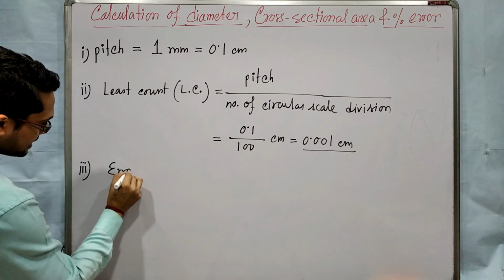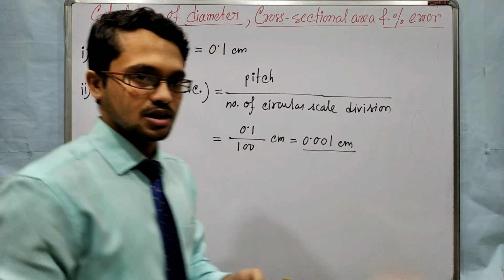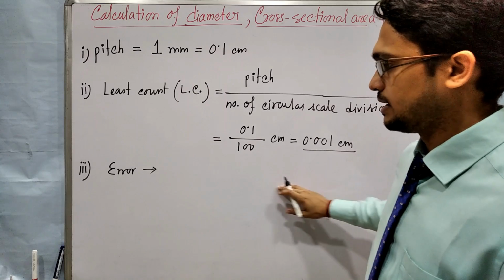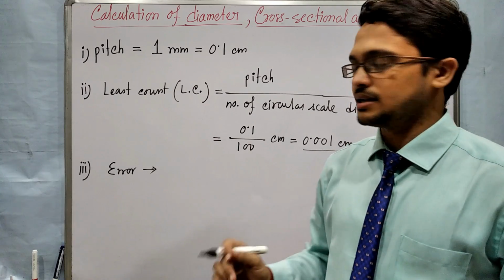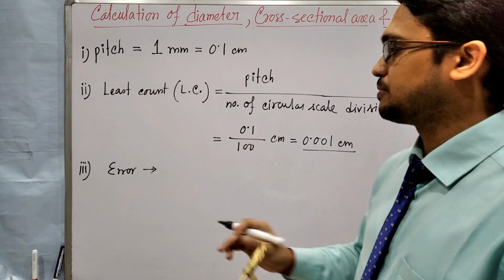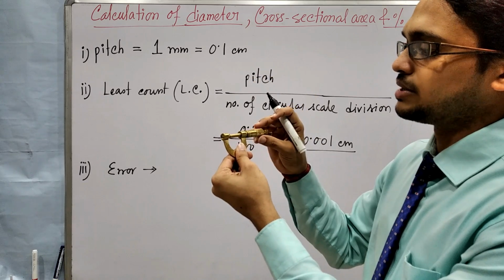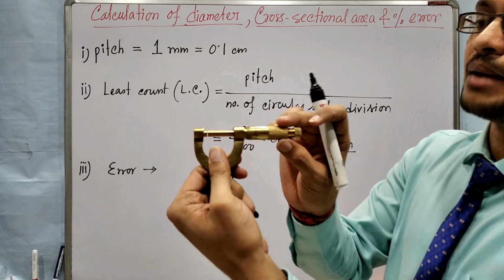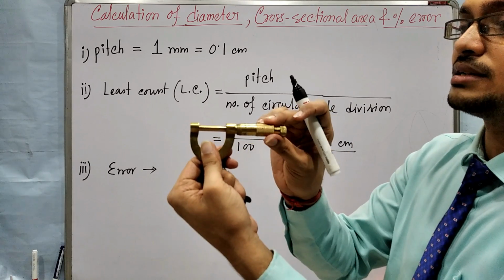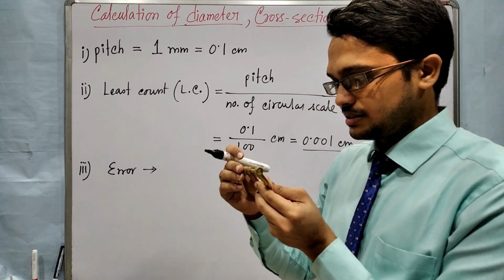So I am writing here error. First I will check whether there is any error or not. If there is no error, then fine, we do not have to calculate the error. If there is any error, then we have to calculate the error. So first I am rotating here for calculating error. We will touch the spindle and stud part together. Okay, so I am rotating it. So it is just touched. Okay, just touched. Clear?